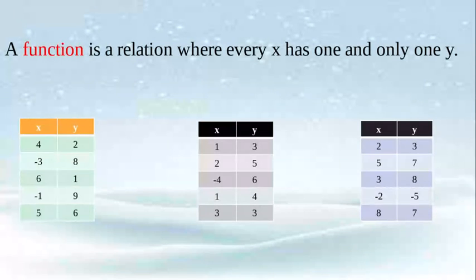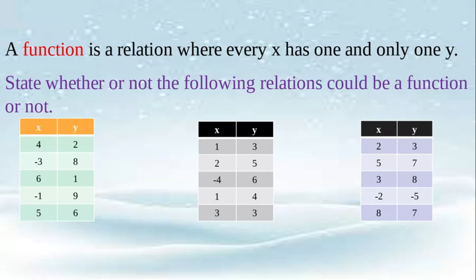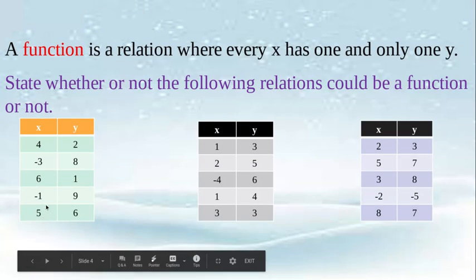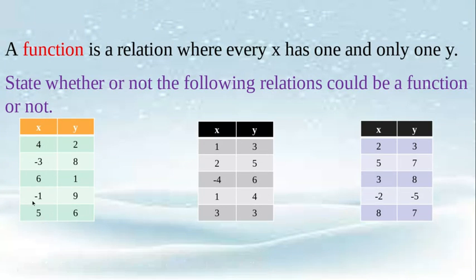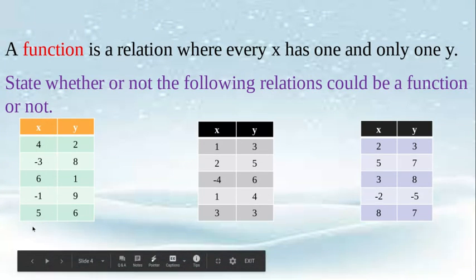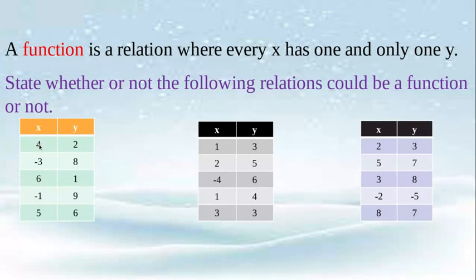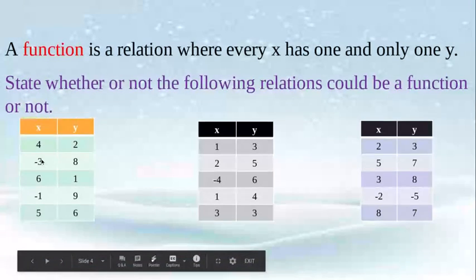So to be a function, and this will make sense once we do some examples, each x can go to only one y. So if we look at the table to state whether the relations are a function, all we're going to do is go down the x side of the table and see if anything repeats. Because if it repeats, then that means you have an x going to two different numbers, and we can't have that. So if we look, we have positive 4 matches with the 2. Are there any other positive 4s? Nope. So we're good.